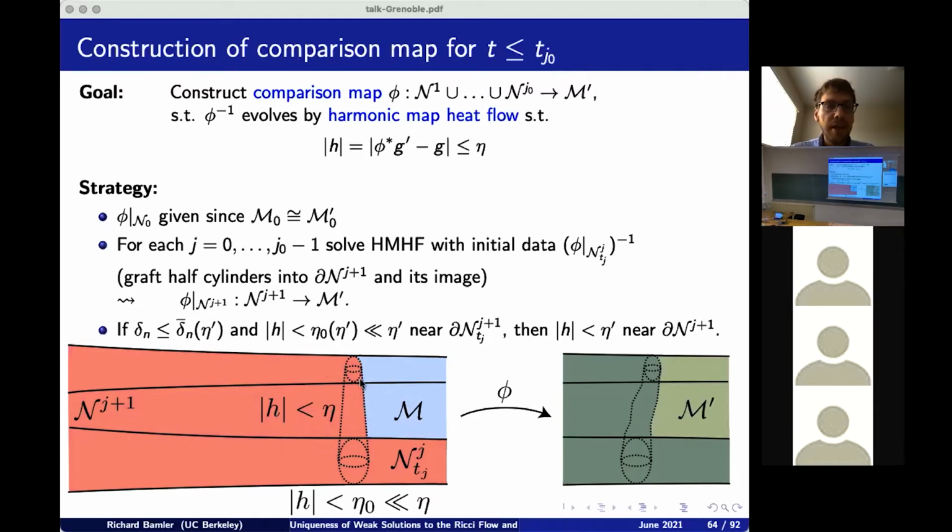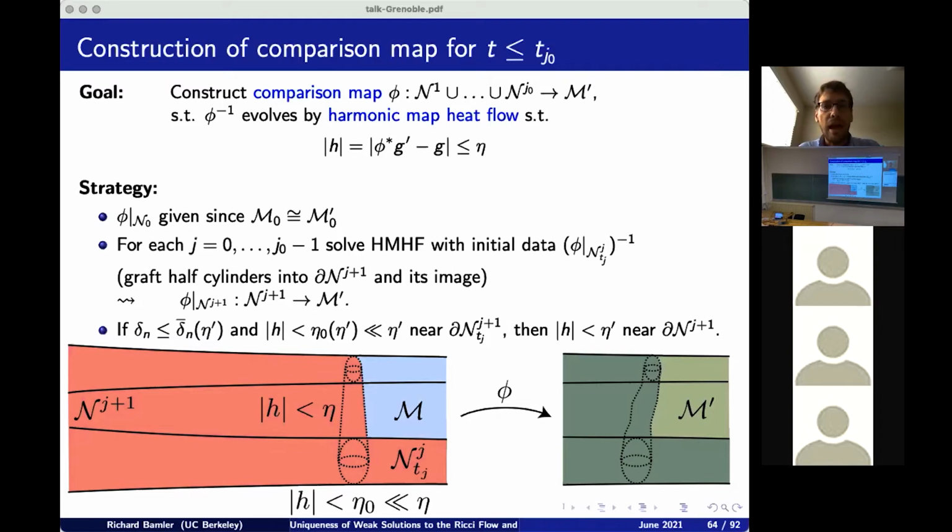Okay? So again, in other words, the boundary will influence the precision of this almost isometry phi, measured by H. And this precision is influenced by delta n and by how small H was near the boundary here. And it somehow always gets a bit worse. Okay, sorry, maybe I should ask, are there questions so far?